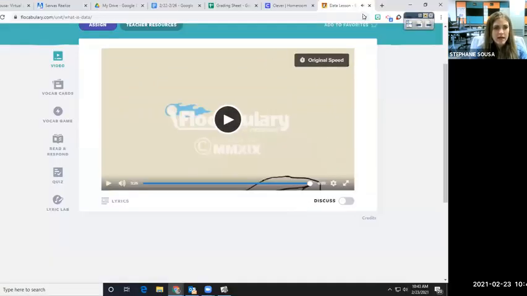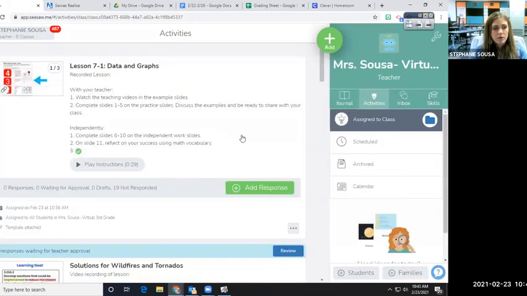All right, data and data, kiddos. That's what we're taking a look at today. On your Seesaw, you have a new activity that has been unlocked to you. It is called Lesson 7-1, Data and Graphs.